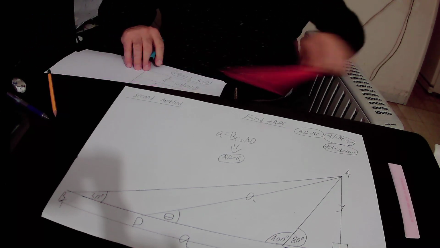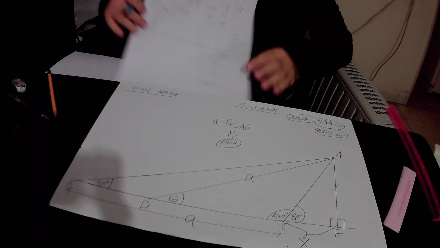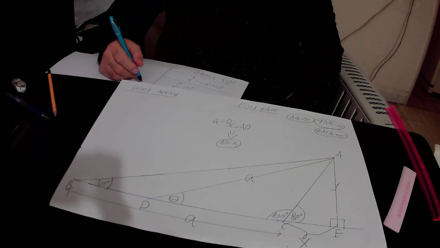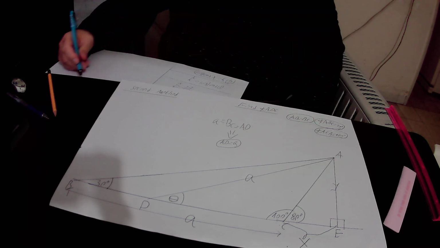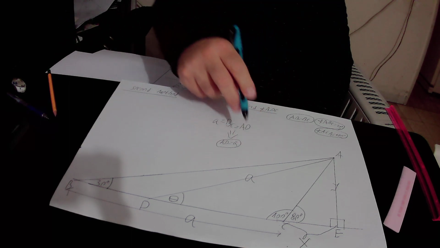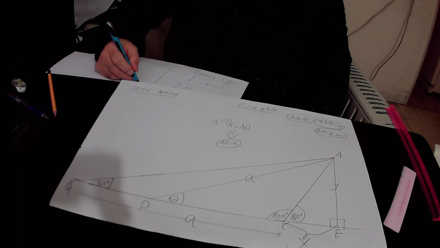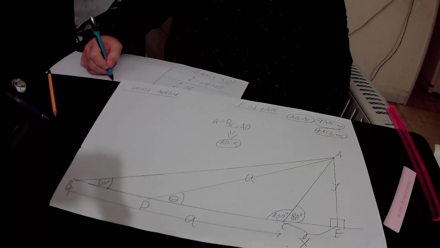I repeat again, on the right triangle, triangle ADE, we know that sine theta equals AE over AD. But we know that AE equals Y and AD equals A according to our definition. So in conclusion, we found that according to equation number 2, sine theta equals Y over A.